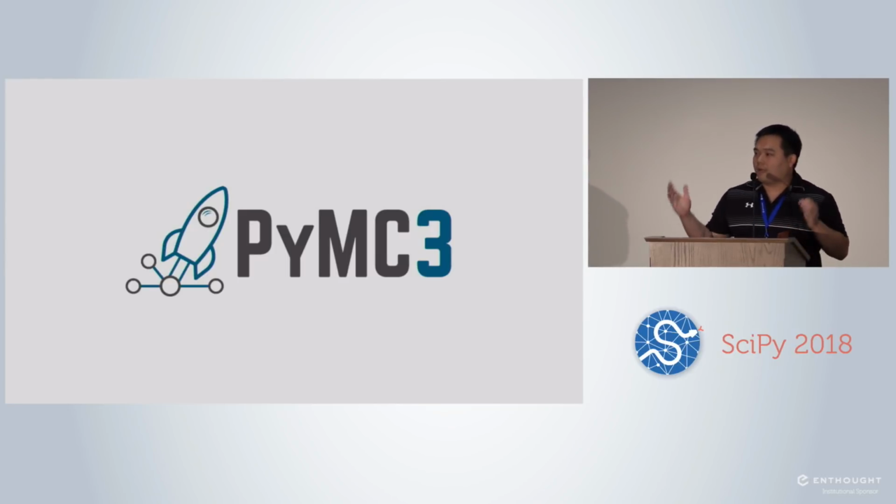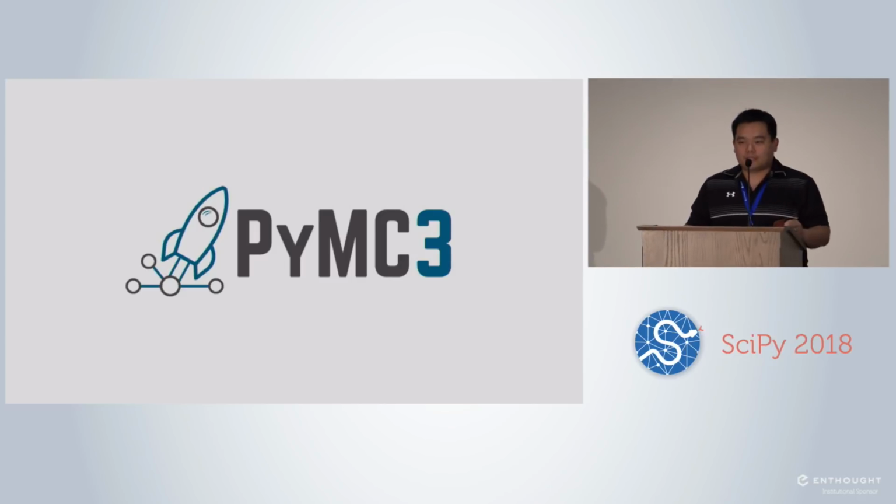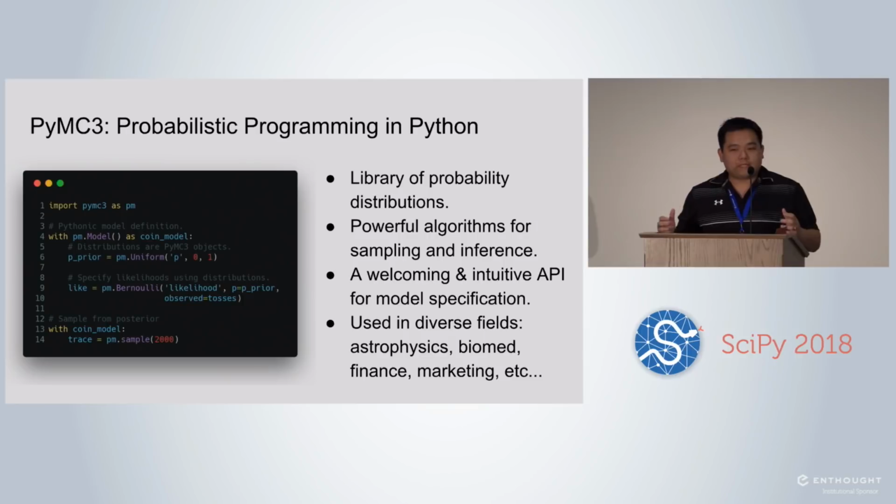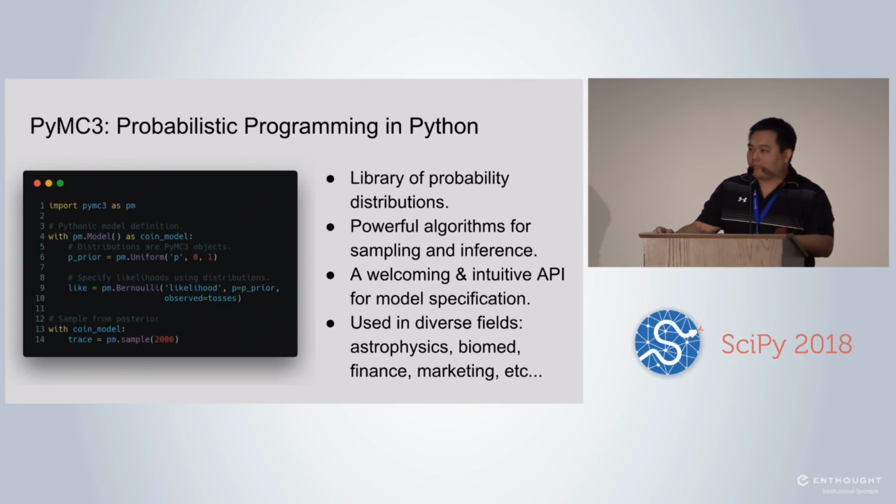Good afternoon, everybody. I'm happy to be here to give a quick update on PyMC3. For those of you who don't really know, PyMC3 is an awesome probabilistic programming language written in Python. A probabilistic programming language is used for Bayesian statistical modeling. We did a tutorial here at SciPy 2018.